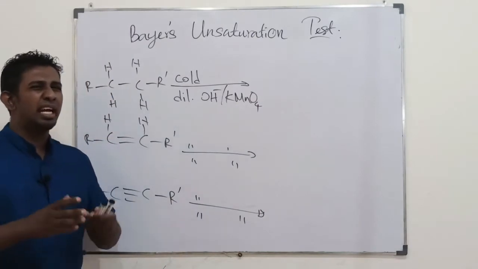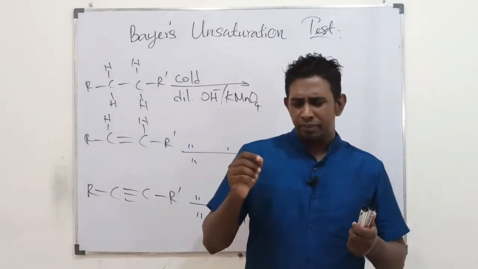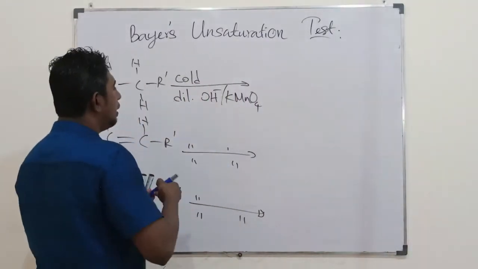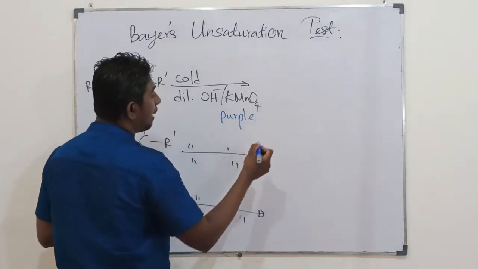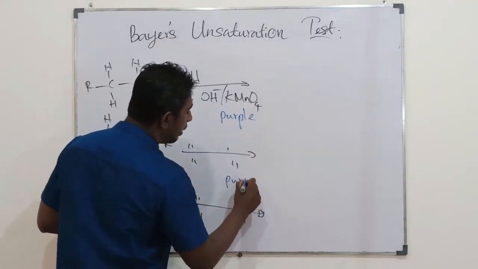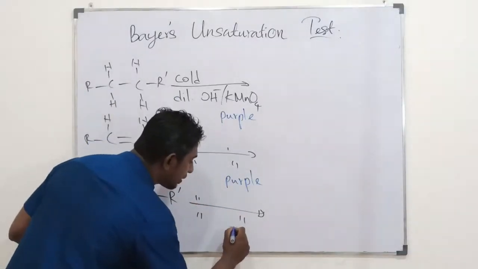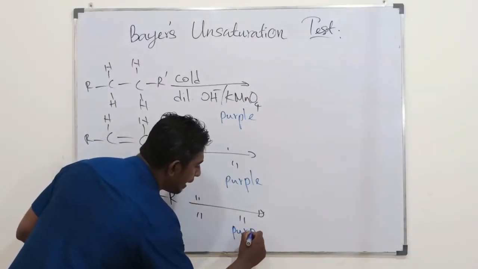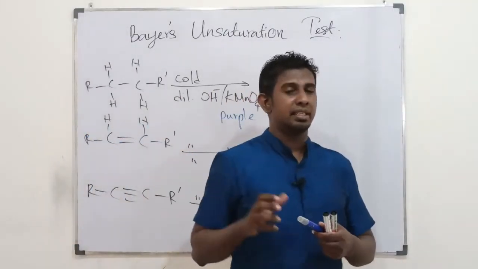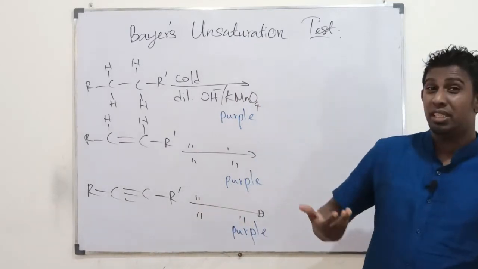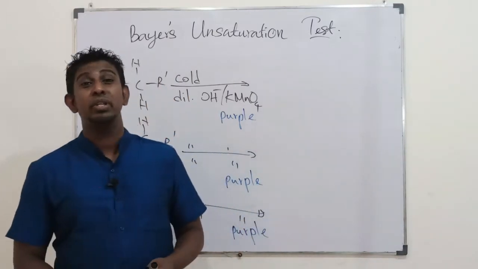Then students, what's the color of potassium permanganate? It's purple in color. So what would happen to that purple color? It would disappear if it reacts, if it is used up for the reaction. So let's find it out. Where would it react with this reagent? Means, with which compounds could this potassium permanganate react under these conditions?